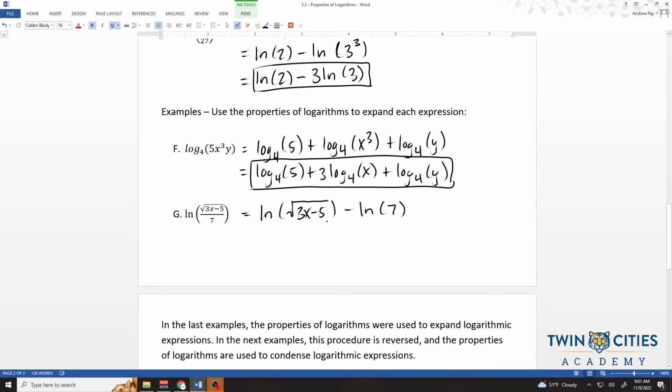Okay, well, 3x minus 5 inside the square root, I should say, is really the same as saying 3x minus 5 to the power of 1/2. So this is the same as the natural log of 3x minus 5 to the power of 1/2 minus the natural log of 7. And since this is an exponent, I can bring that out to the front and use it as a coefficient. This is 1/2 times the natural log of 3x minus 5 minus the natural log of 7.